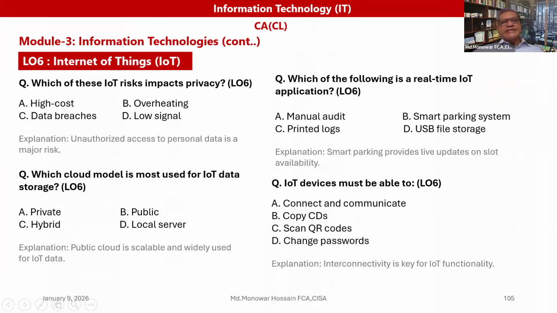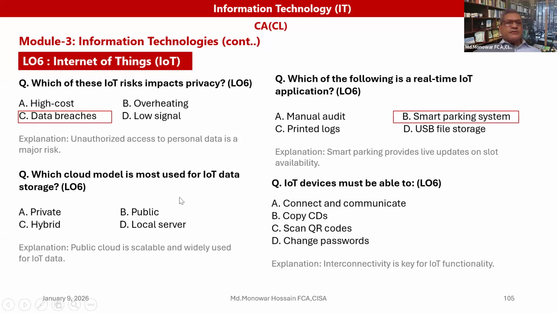Which of the IoT risks impacts privacy? Data breach, because unauthorized access to personal data is a major risk in this case. Answer C. Which of the following is a real-time IoT application? The smart parking system provides live updates of the available slots.